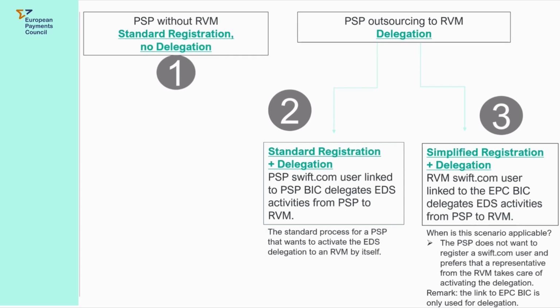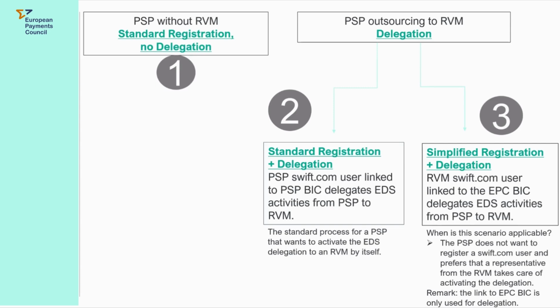The first and simplest option is for a PSP that works with the EDS on its own, so without going through an RVM. In that scenario, the PSP goes through standard registration with their own Swift.com user associated to their own institution BIC, and there is no delegation towards the RVM. When a PSP goes through an RVM and wants to delegate EDS activities to that RVM, there are two different approaches.